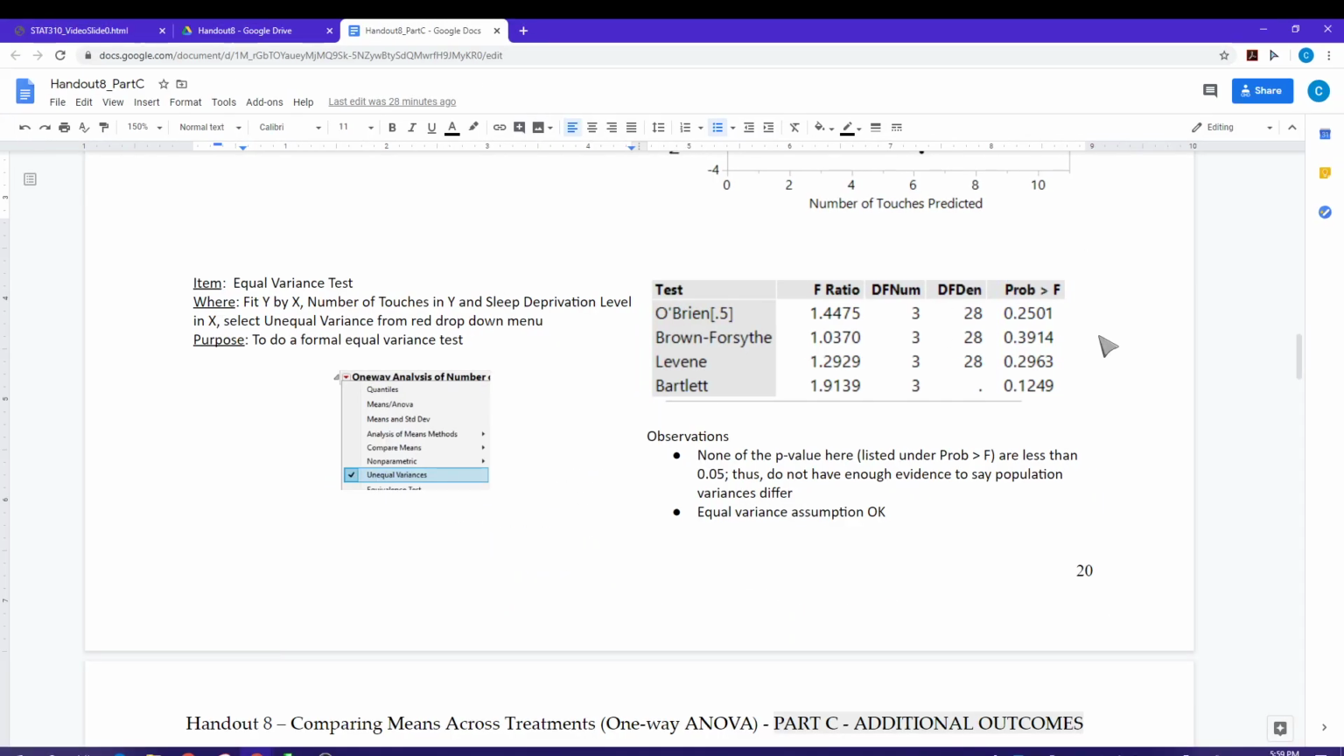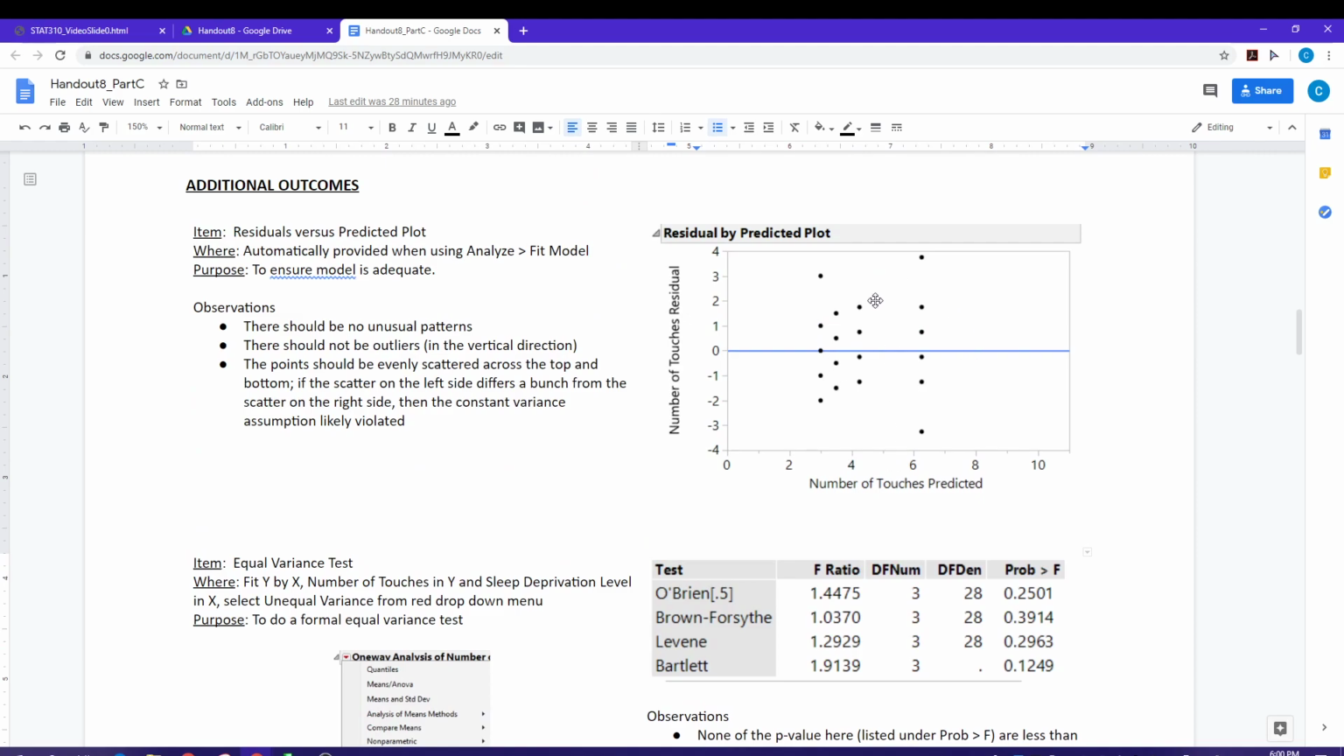In this particular case, all of those tests indicate that my equal variance is not a problem. If these p-values were less than 0.05, then I would have problems with the equal variance assumption. But because they're not, my equal variance assumption is okay here. To be honest, most of the time we just verify that assumption informally by looking at this plot.